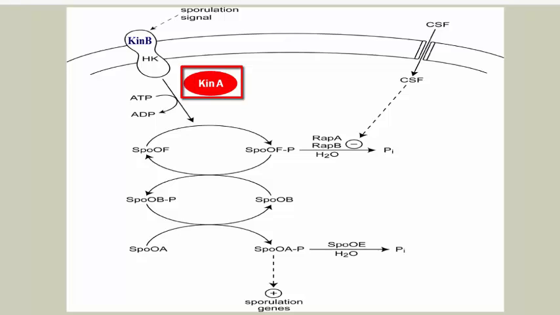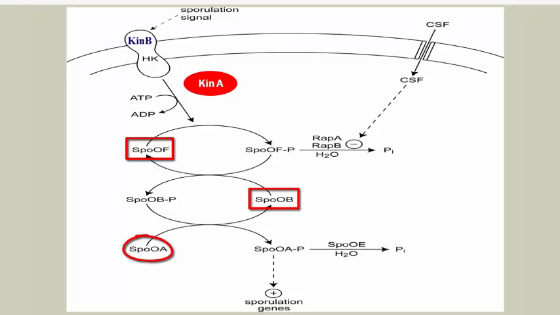KinA is a sensor kinase located in the cytosol. It senses intracellular CSF concentration, or CSF concentrations in the cytosol. The system also includes two additional phosphotransferases, Spo0F and Spo0B. These two phosphotransferases activate the master transcription factor or response regulator Spo0A. Spo0A is the primary positive transcriptional regulator for sporulation genes.